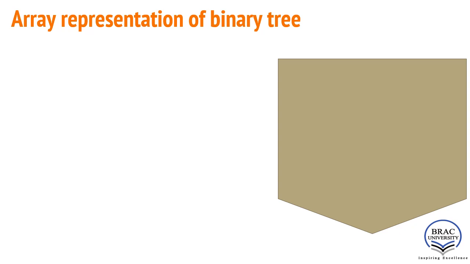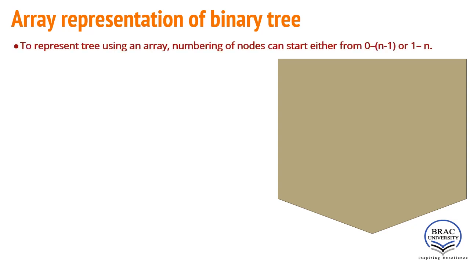To represent that tree using an array, numbering of nodes can start either from 0 to n minus 1 or from 1 to n. That means you can start to put your root node either in 0 index or from 1 index. Both can be possible. So if you start from 0 index, then the indexing should be from 0 to n minus 1. If you start the root value from 1 index, then the numbering should be from 1 to n.